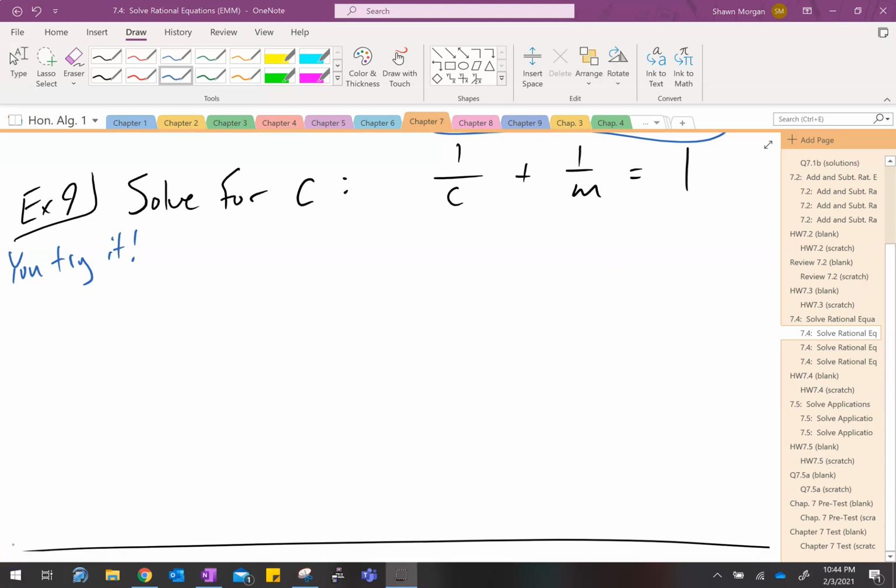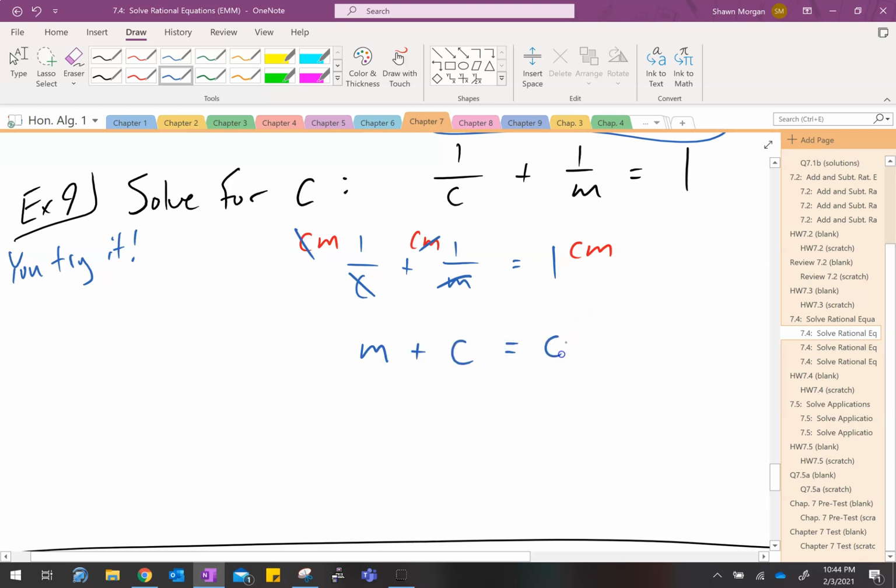All right, I was going to go ahead and work this one out and then have you reveal it as you push play on the video, but I really feel like we need to see this one in real time. This is one of those cases where I've got a couple of fractions I need to kill off by using the LCD. The LCD in this case, hopefully you got, was cm. So we're going to multiply by cm times each term, and what that's going to do is kill off the denominators of each of those two fractions. So we're left with m times 1, c times 1, and then cm.